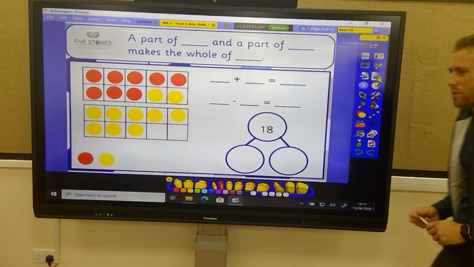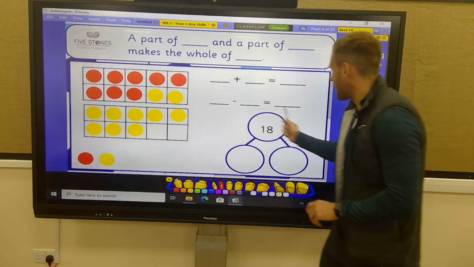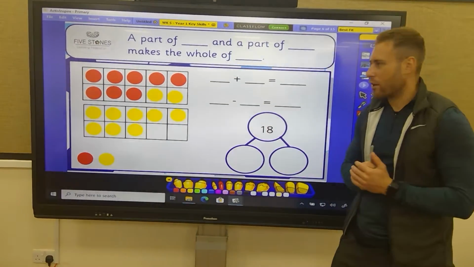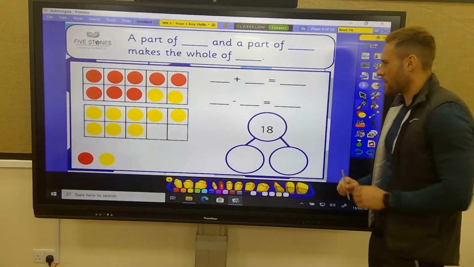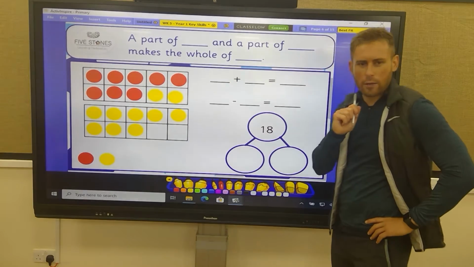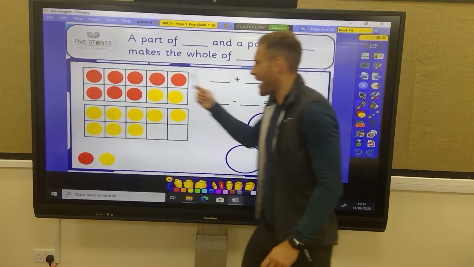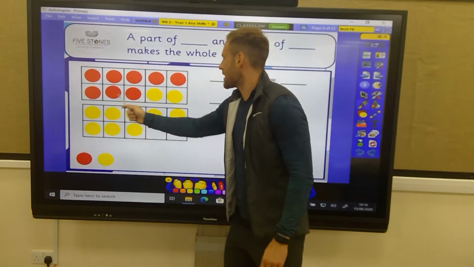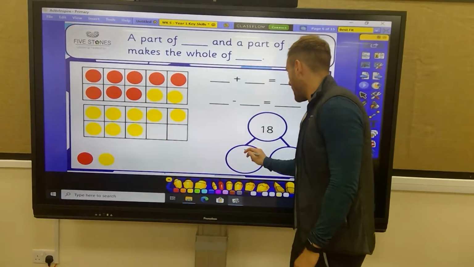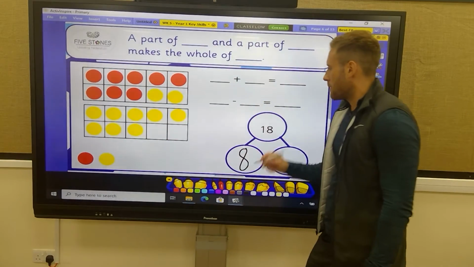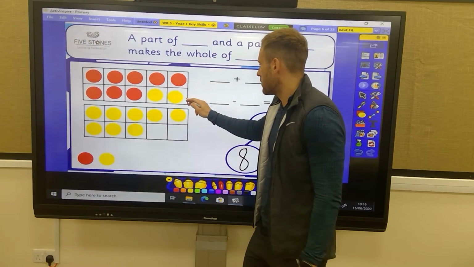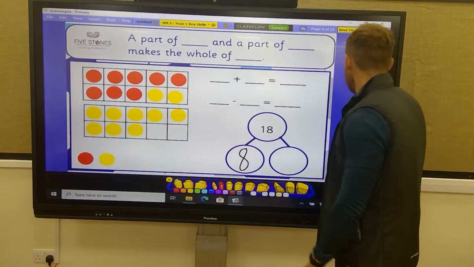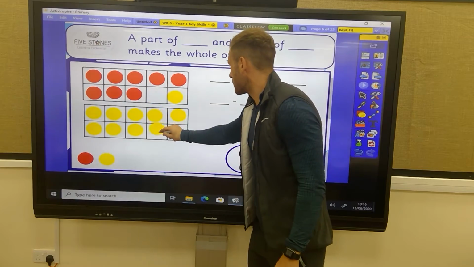So can you help me with this one? Again, we have our whole of 18 and we are going to find our red part and our yellow part. Can you help me find the red part? Help count with me. Oh, I've got 5, 6, 7, 8. Yes, I've got a part of 8. And my yellow part, I've got 1, 2. Ooh, what happens if I move those two down?